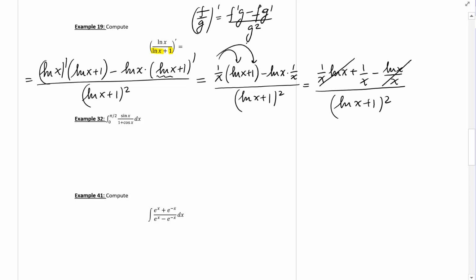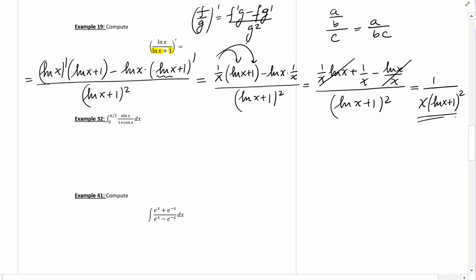Now this is the same quantity, opposite signs, and we know that a over b over c is actually a over bc. So it's going to be 1 over x times ln of x plus 1 squared. This would be the final answer.